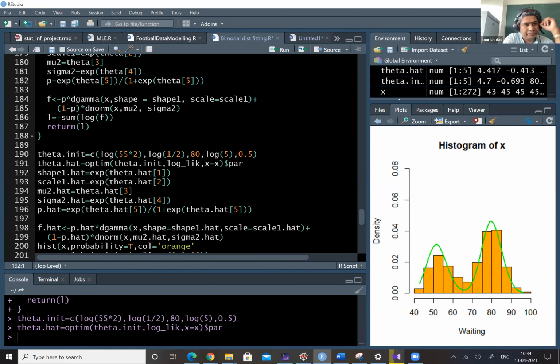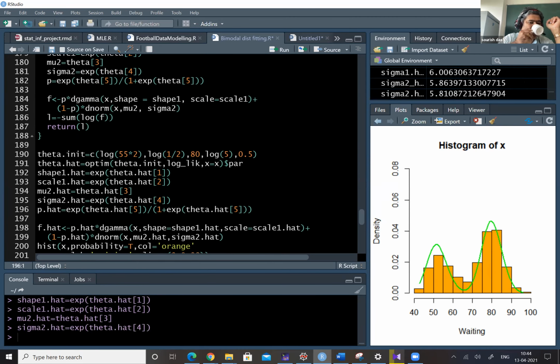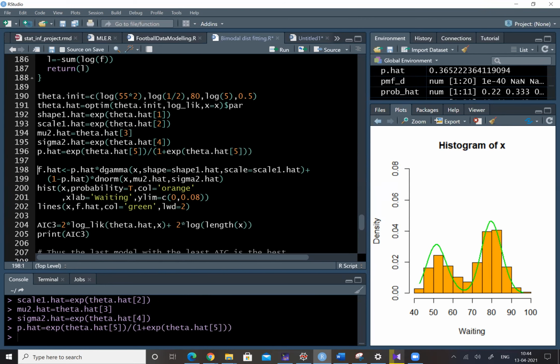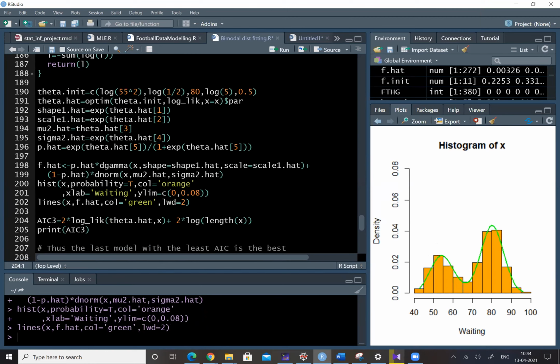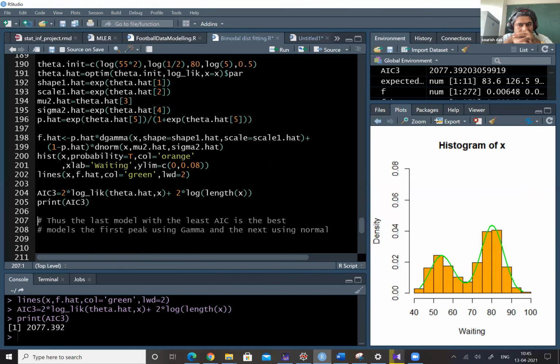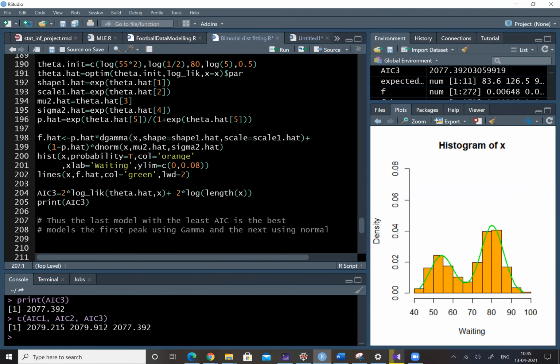Theta hat is estimated. For this again, this is what the fitted thing looks like. And the AIC has decreased a lot. So I'll just combine the thing. Yeah, significantly, two digits less.